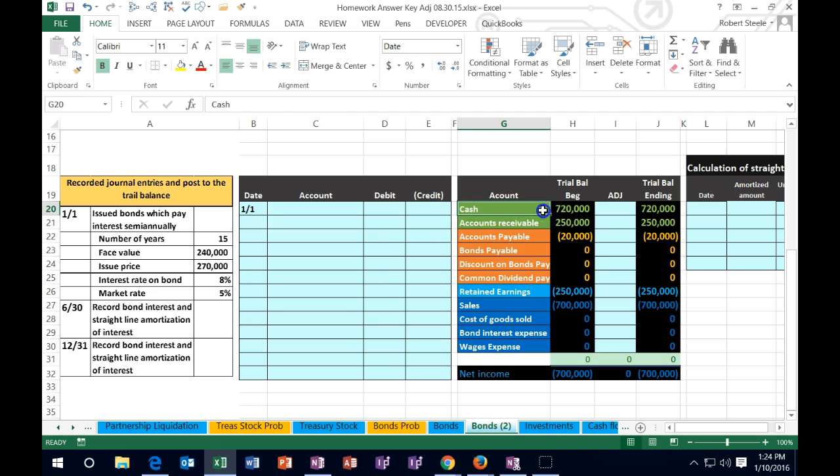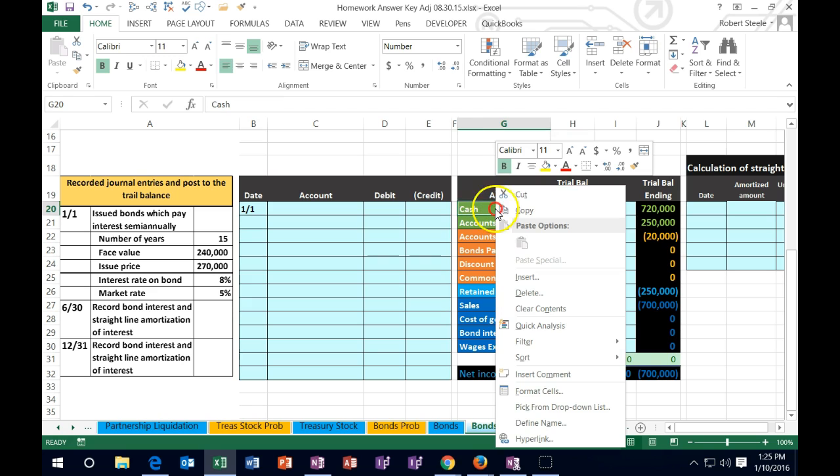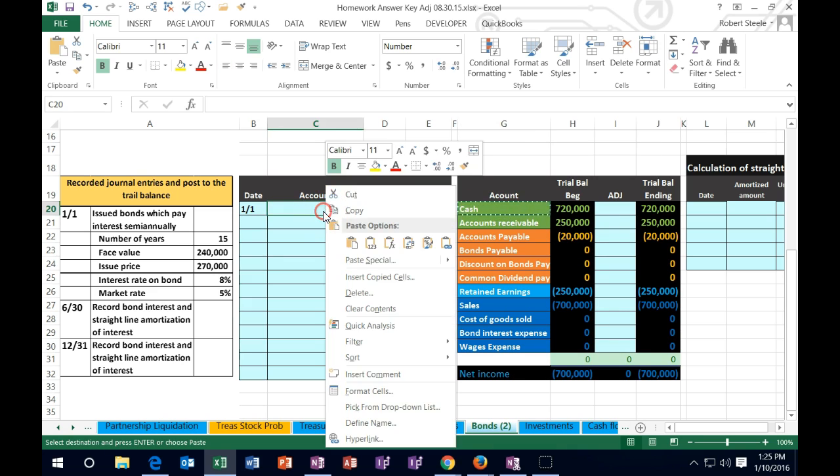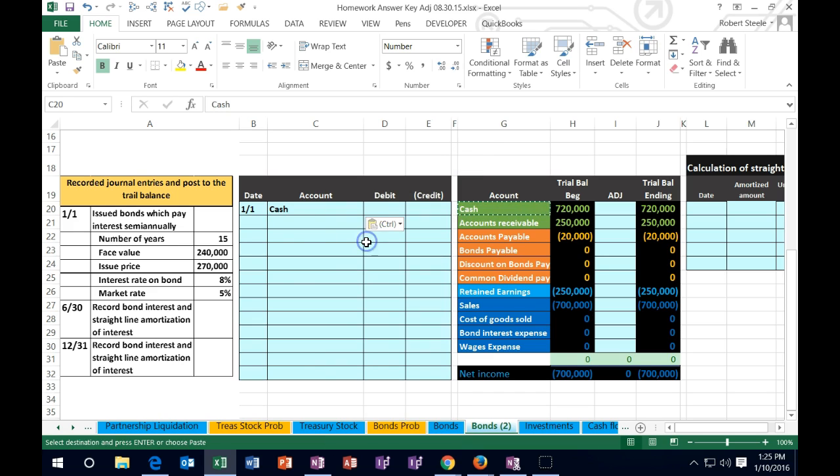First of all, is cash affected? Yeah, cash is affected. We're going to get money. We're issuing the bond and we are receiving money for it. Cash is a debit balance. We want to make it go up. Therefore, we're going to do the same thing to it, which in this case would be a debit. So I'm going to right click on cash. We're going to copy cash in G20. I'm going to put my cell in C20, right click, paste it, 1, 2, 3. We'll put the cash on top.